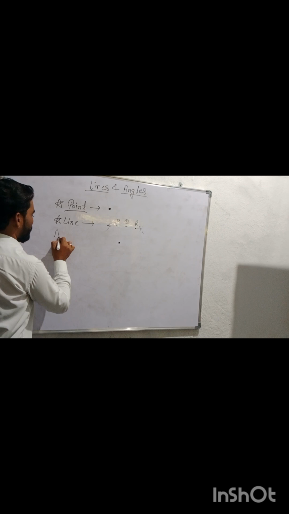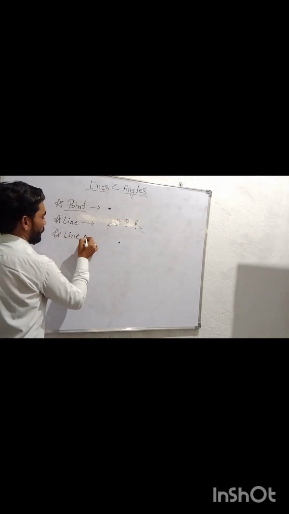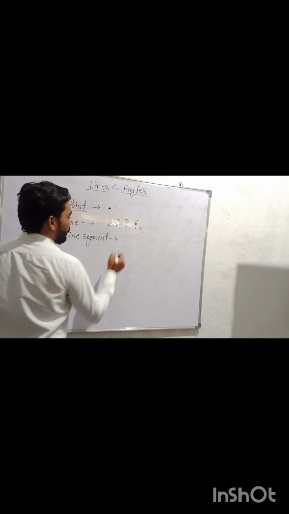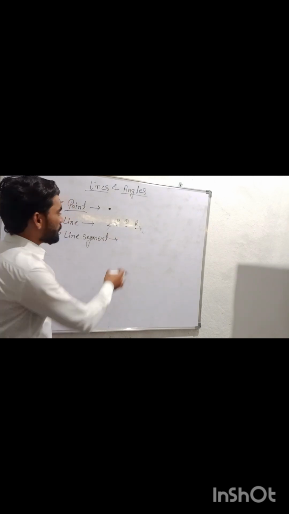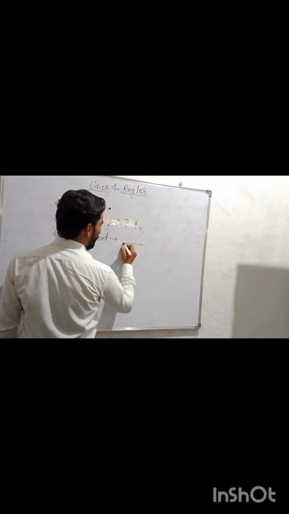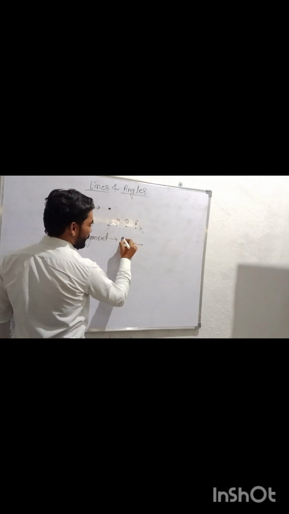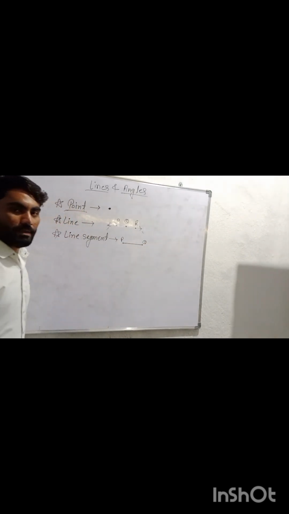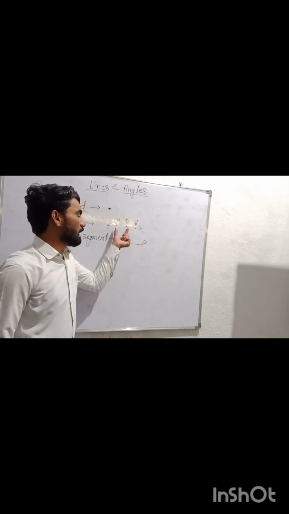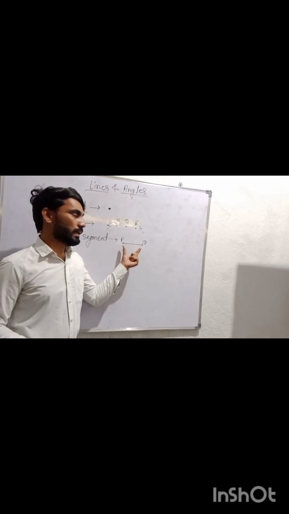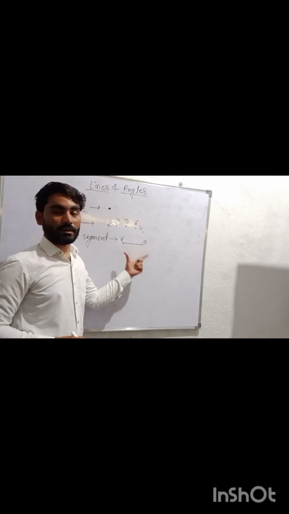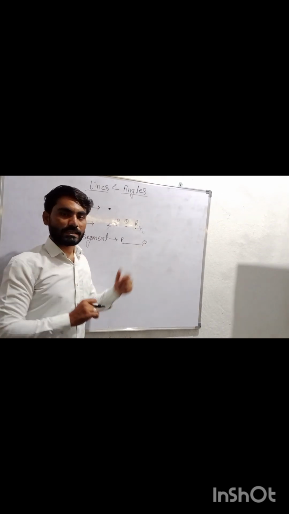Next one is a line segment. What is a line segment? You can see here, when we take this part PQ, we call it a line segment because this is a part of this line. It has two endpoints. We cannot extend it in both directions. So this is called a line segment.